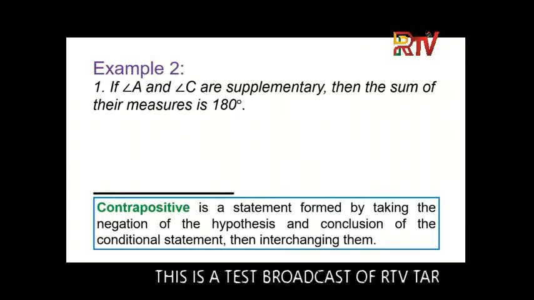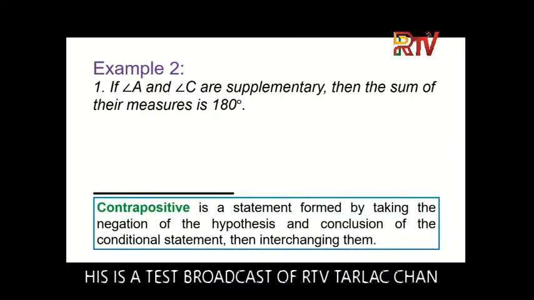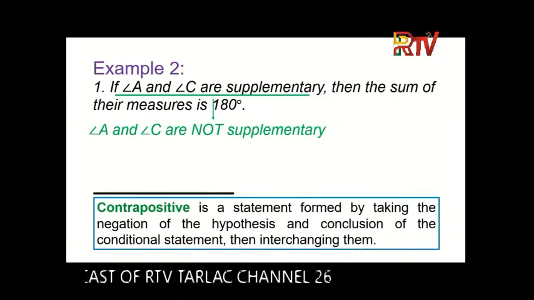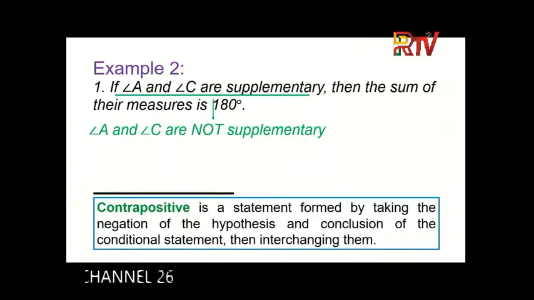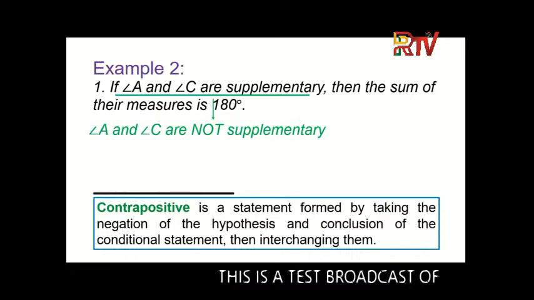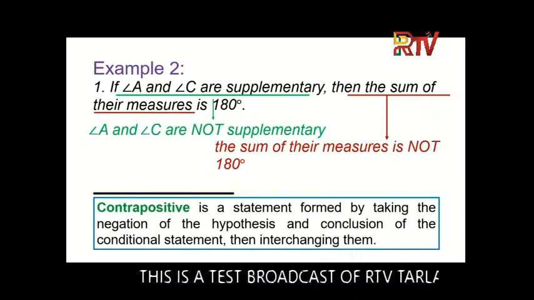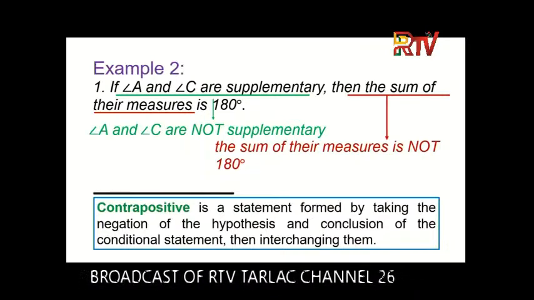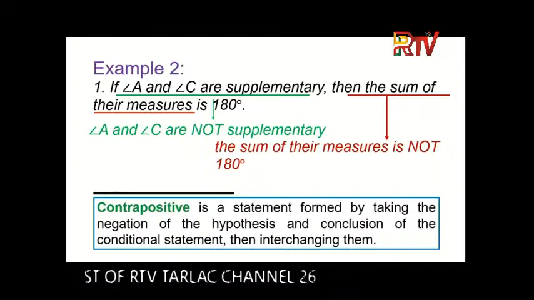First, let us write the negation of the hypothesis, which is, angle A and angle C are not supplementary. Next, let us write the negation of the conclusion, which is the sum of their measures is not 180 degrees. Now, let us combine those two. And what will be the result?